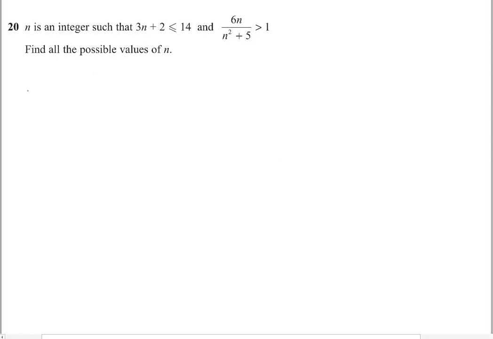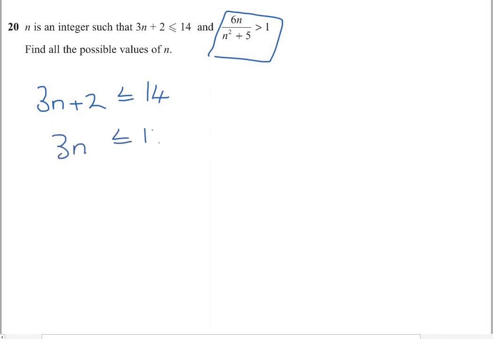Right. n is an integer such that 3n plus 2 is less than or equal to 14, and we also have this. So let's have a look. Well, 3n plus 2 is less than or equal to 14. This tells us that 3n must be less than or equal to 12, just taking 2 off both sides there, which tells us that n is less than or equal to 4. So that's our first bit of information.